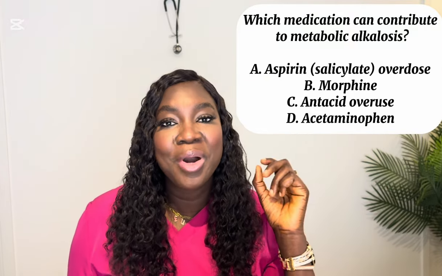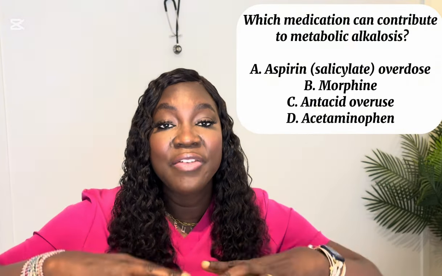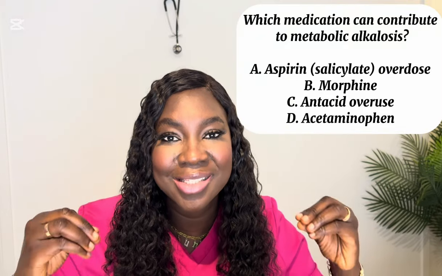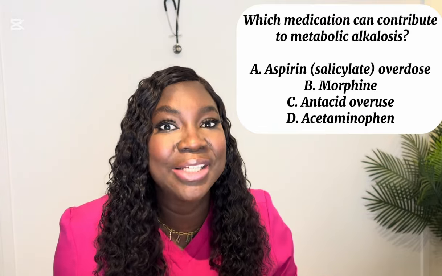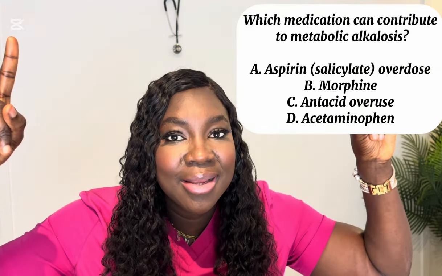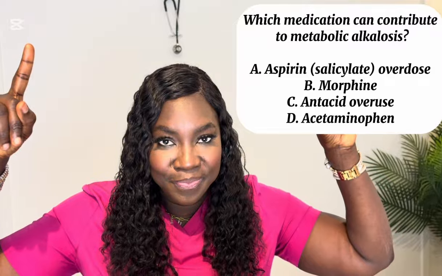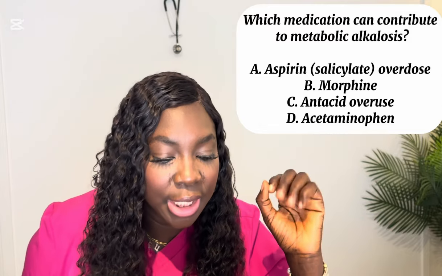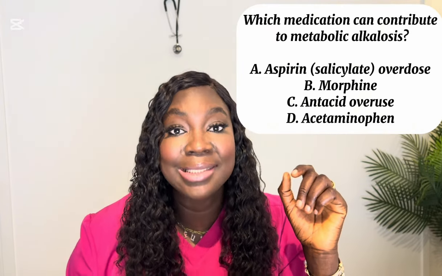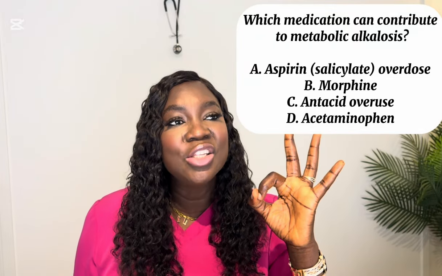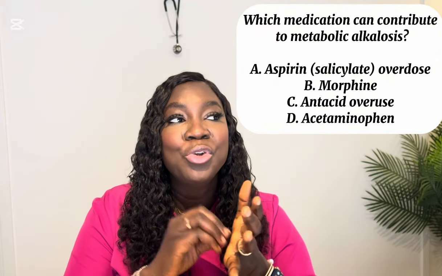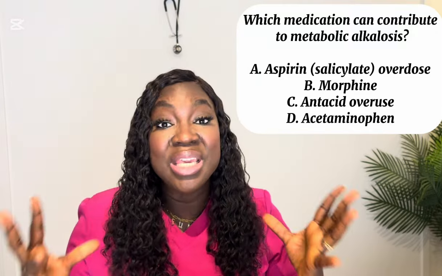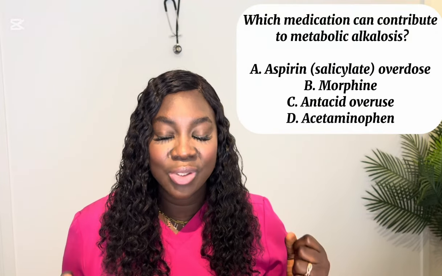B says morphine. What do you know about morphine? They are central nervous system depressants. They will depress the central nervous system, and anything that depresses the central nervous system will cause CO2 retention. That will lead to respiratory acidosis, not metabolic acidosis. So B is also wrong. C is our right answer, and D says acetaminophen. Acetaminophen is not an acid-base disruptor. A high dose of acetaminophen will damage the liver, but it does not directly have any effect on the pH in the body. So that is wrong.